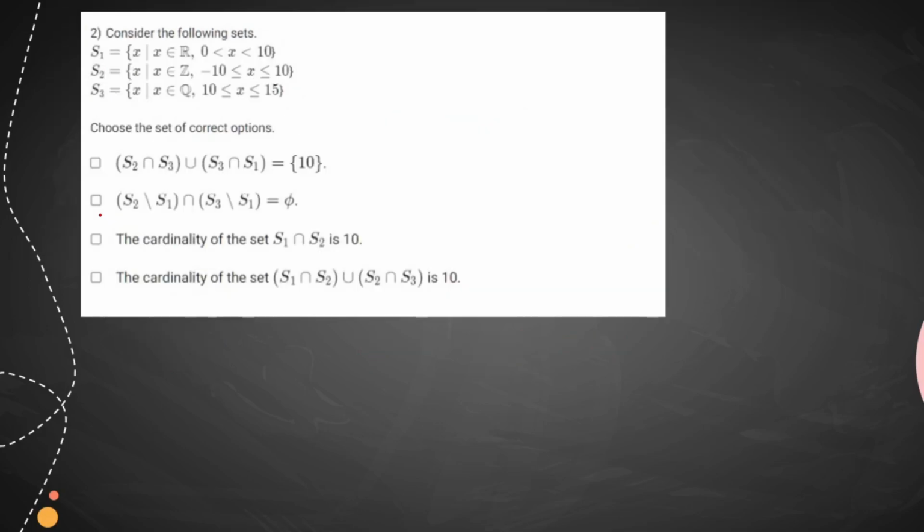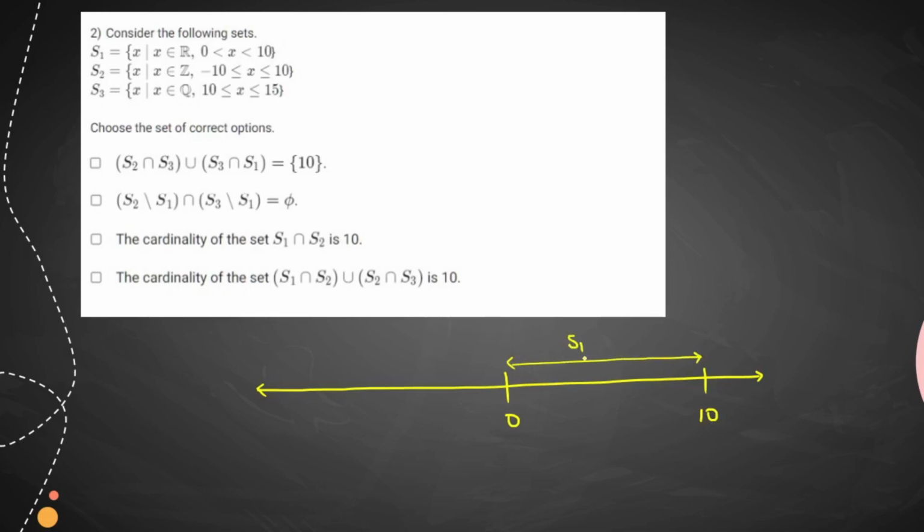Now moving to the second one. We have three sets here, S1, S2, S3. S1 is such that x belongs to all real numbers from 0 to 10. Let us draw a number line here. S1 represents all real numbers in between 0 and 10. It is not including 0 and 10, so there is a hole here.